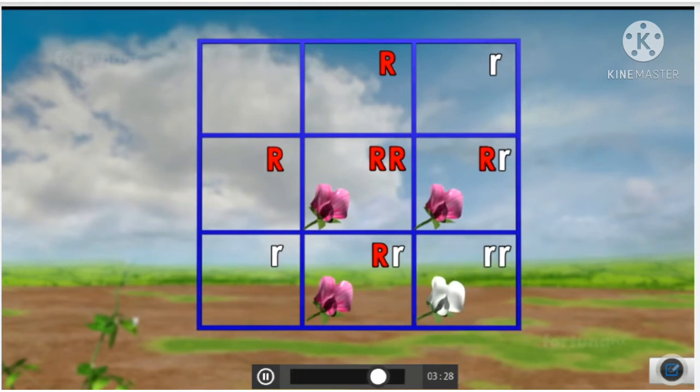A Punnett square also illustrates genotype combinations. In this monohybrid cross, the homozygous dominant combination will be 1 out of 4, meaning 25% of the genotypes. The homozygous recessive will also be 1 out of 4, meaning 25%. The remaining heterozygous genotypes will be 2 out of 4, meaning 50%. The genotype ratio of a monohybrid cross is 1:2:1.